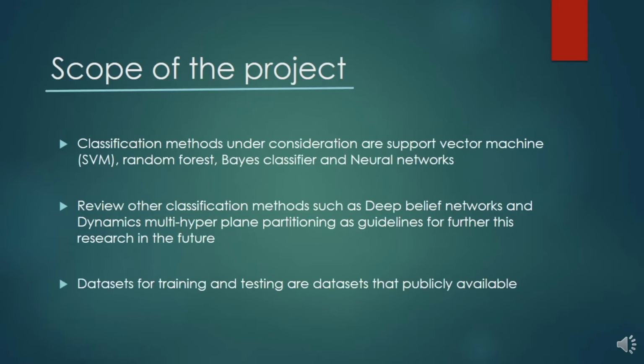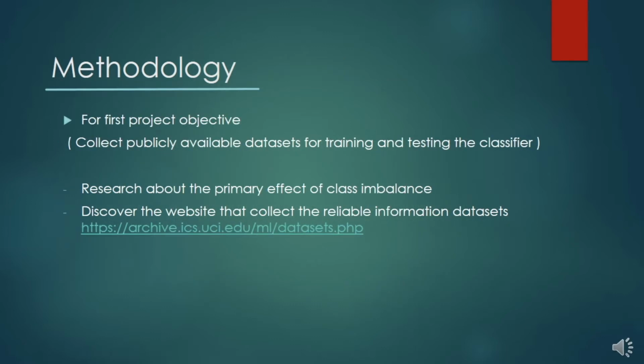methods. For the scope of the project, the classification methods under consideration are support vector machines or SVMs, random forest, Bayes classifier, and neural network. We also review other classification methods such as deep belief networks and dynamic multi-hyperplane partitioning as guidelines for further research in the future. The datasets for training and testing are datasets that are publicly available from open sources.